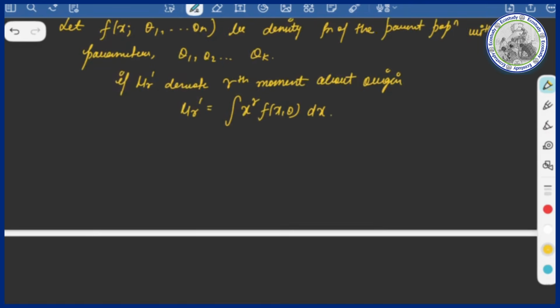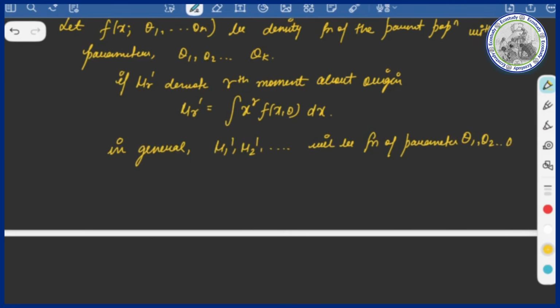Okay, so now in general mu1 dash, mu2 dash, ... will be functions of the parameters theta 1, theta 2, ..., theta k. Now the method of moments consists of solving the k equations.